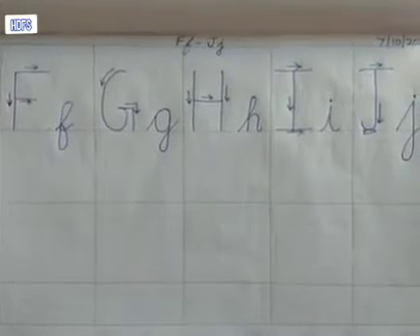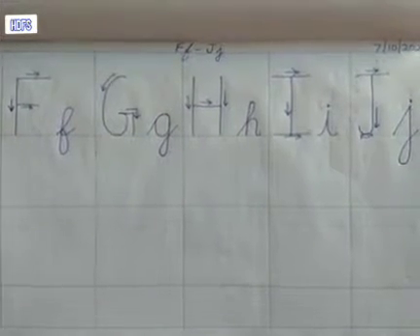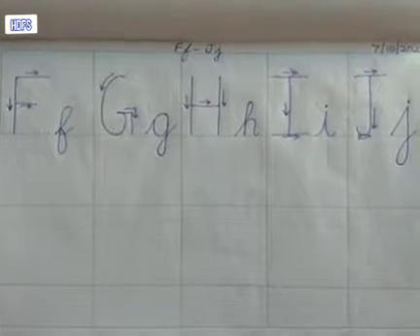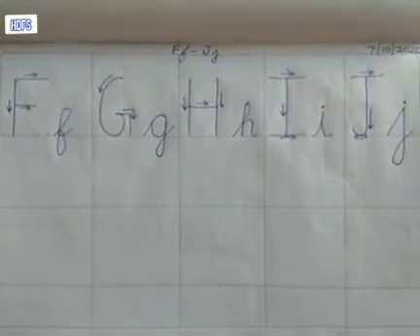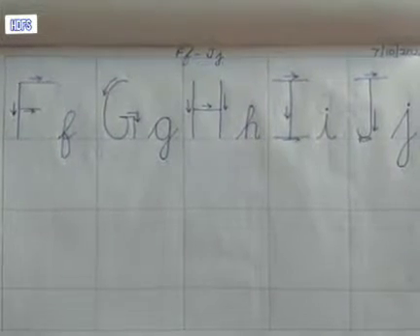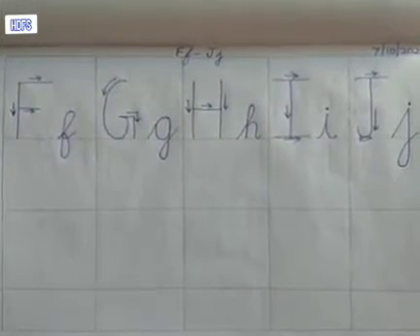Good morning, children. Today's date is 7th October 2020. Today's day is Wednesday. In our literacy class, today we are going to learn to write alphabets.